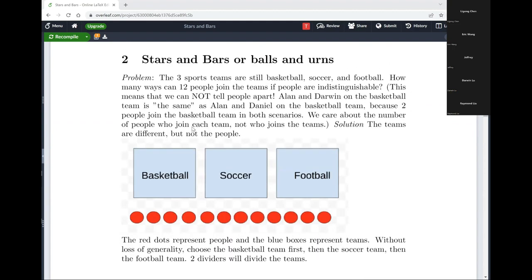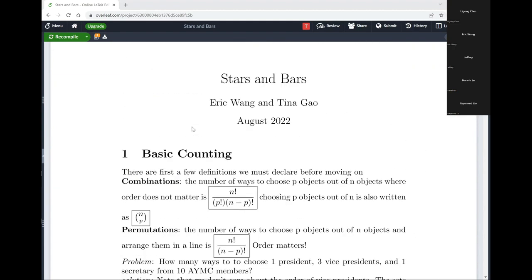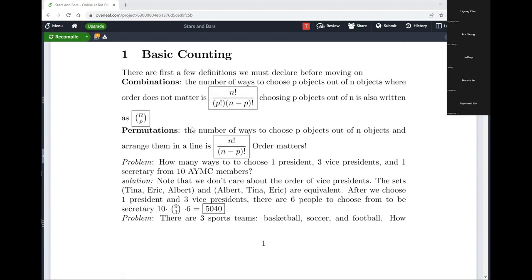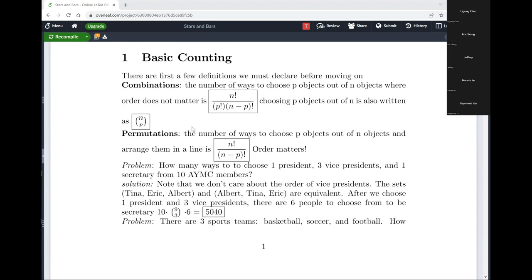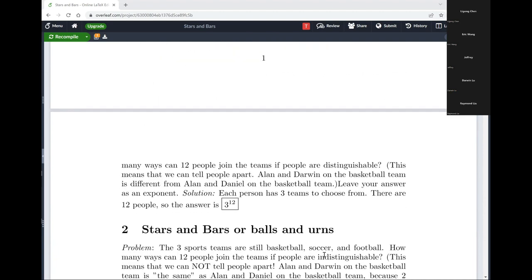Well, now we have stars and bars, which I guess Tina will go over. But if you have any questions about these formulas, just let me know. I'll type them into the chat so you guys have them to reference. So yeah, I guess it's Tina's turn now.